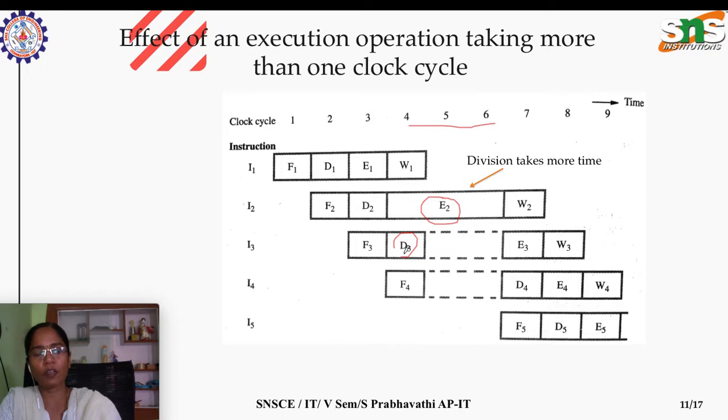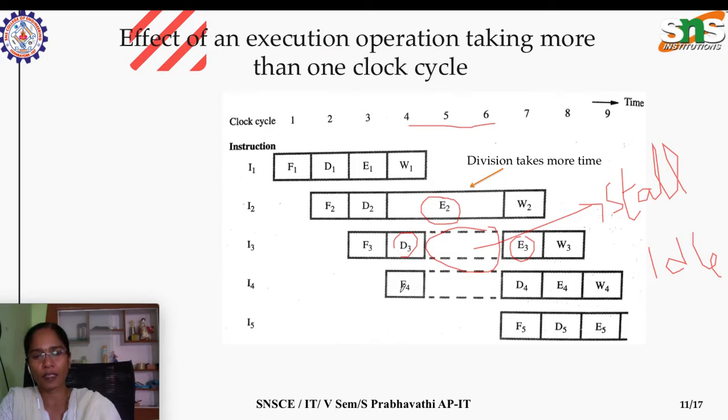So what does it mean? D3 has to wait till I2 completes its execution. It completes at clock cycle 6, and only at clock cycle 7 does I3 get executed, and this is said to be a stall. Stall means some of the pipeline stages are idle, or do no operations. So due to issues like this, here I2 takes 3 clock cycles to complete the execution operation.